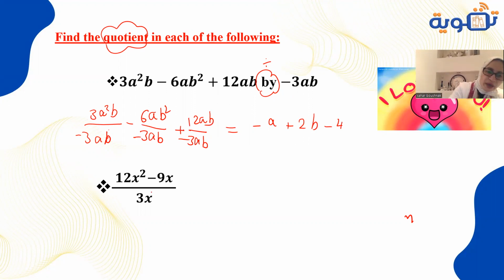In this case, the first step, the next method, 12 divided by 3 will be 4. x to the power 2 divided by x will be x. Then the next part, negative 9 divided by 3 will be negative 3.